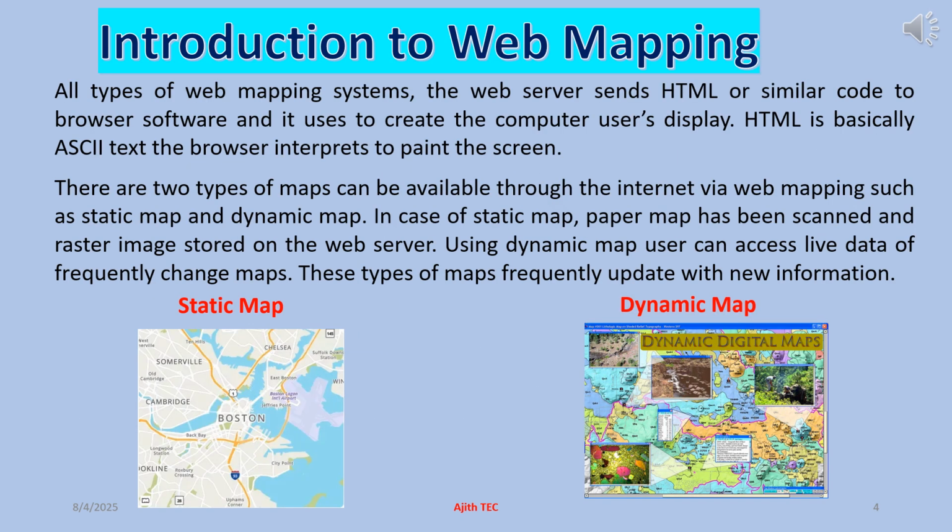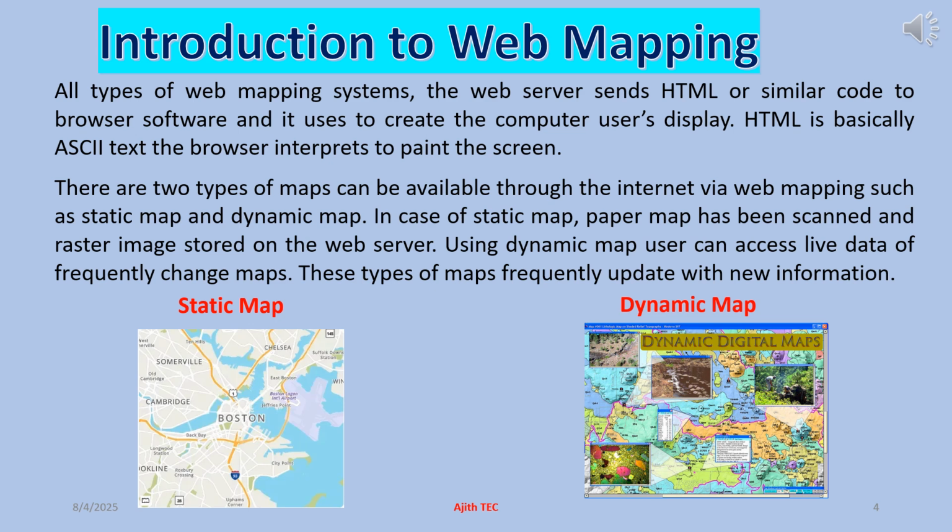Introduction of web mapping. All types of web mapping systems: the web server sends HTML or similar code to browser software, and it is used to create the computer user's display. HTML is basically ASCII text the browser interprets to paint the screen. The user clicks on hypertext links to retrieve a different page. A website works as a book. The book's table of contents resides in the home page of the website and displays relevant pages using hypertext links.